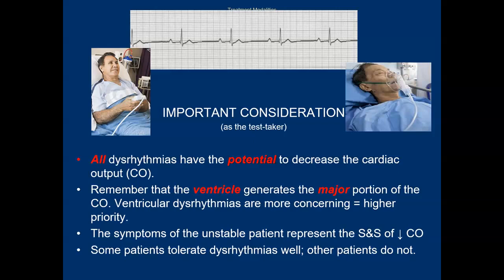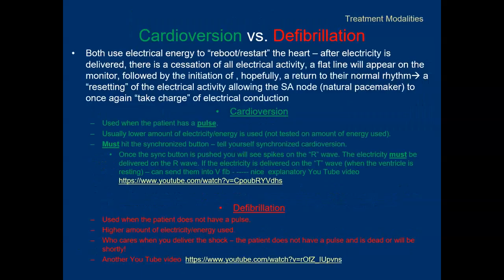Now, as a test taker, you don't have a patient in front of you. You're not assessing. So you have to very carefully read the exam question. Slow down a little bit when you see 3 or 4 lines, because that means you're being given a lot of assessment characteristics that you have to weigh in on, which are telling you about how stable the patient is.